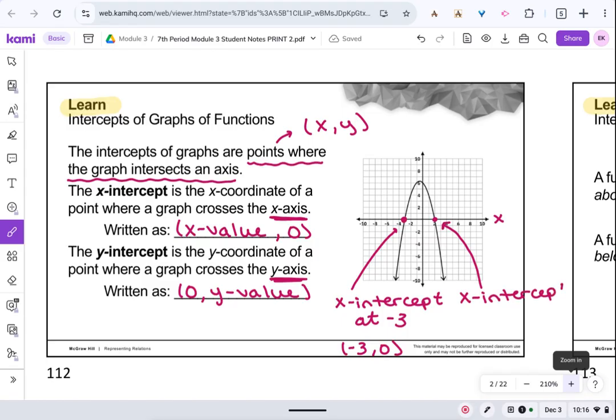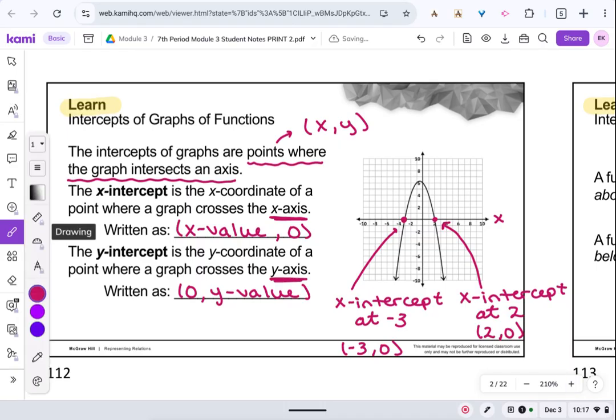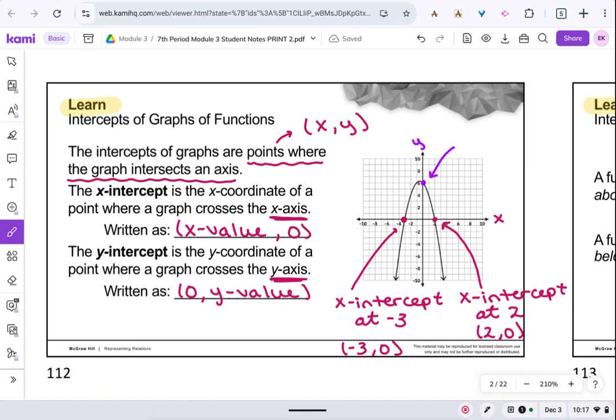You can have more than one. So there's an x-intercept at 2 also. And again, how we write that is 2, 0. Now if we look in the y direction, that would be right here because this is our y-axis. So for our y-intercept, we just have one, and that's at 6. Now when we write this one, we always write our 0 first and then our number 6. Okay, so you do have to make sure you know how to write these as ordered pairs, and this is just an example of that here. Okay, so those are our intercept pieces.